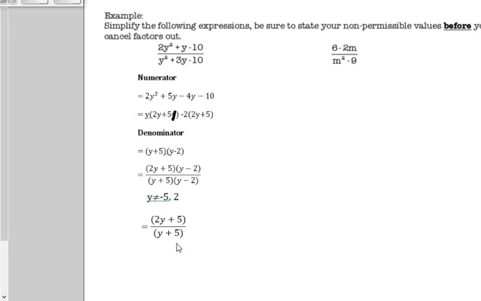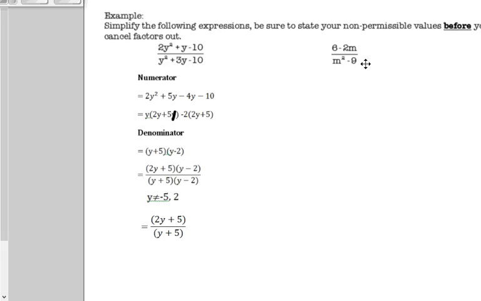We can cross it out, and our final answer is 2y plus 5 over y plus 5. Again, we cannot eliminate the y here and the y here because those are not common between all the factors and all the terms in this expression. Likewise, we cannot simplify the 5 because it is not common between all of these terms. So this would be your final answer.